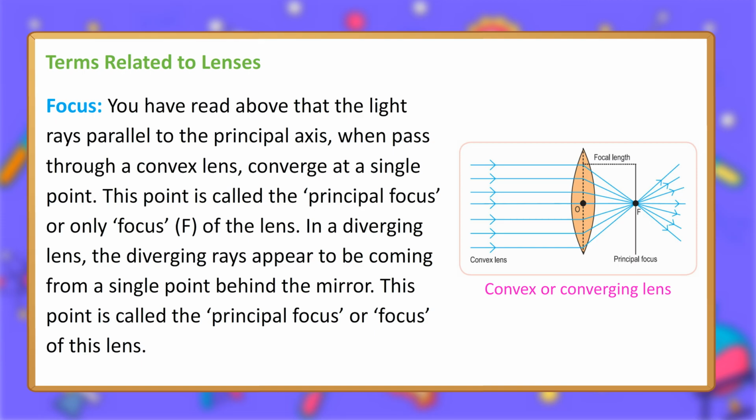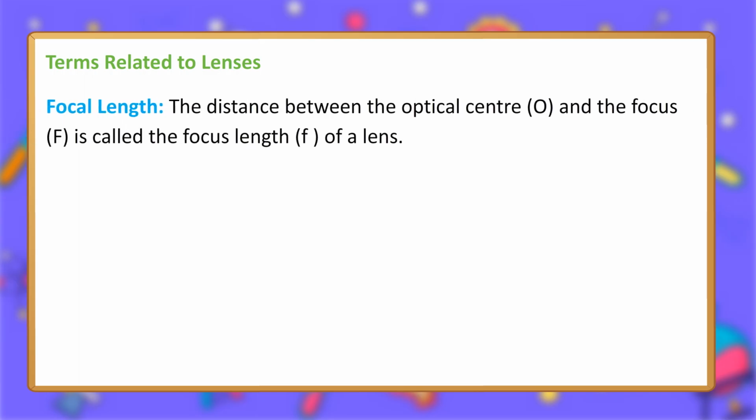Focus. You have read above that the light rays parallel to the principal axis, when passed through a convex lens, converge at a single point. This point is called the principal focus, or only focus, f, of the convex or converging lens. Focal length. The distance between the optical center, O, and the focus, f, is called the focal length, f, of a lens.